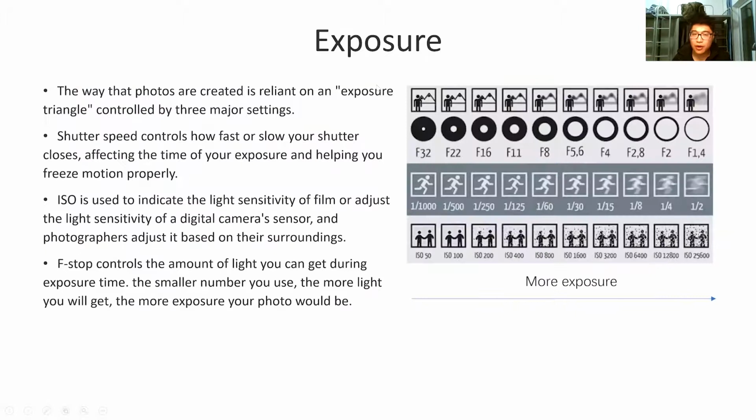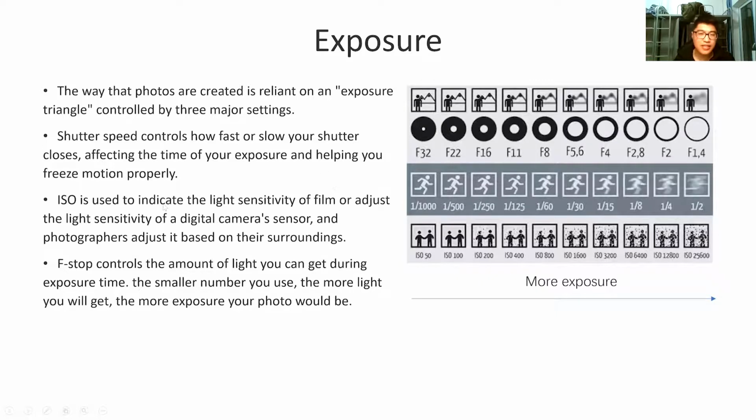And the next one is exposure. We talked about that before. The shutter speed, the aperture or f-stop, and the ISO, these three parameters control the exposure. So the way that photos are created relies on an exposure triangle controlled by three major settings. The shutter speed controls how fast or slow your shutter closes, affecting the time of exposure and helping you freeze motion properly.